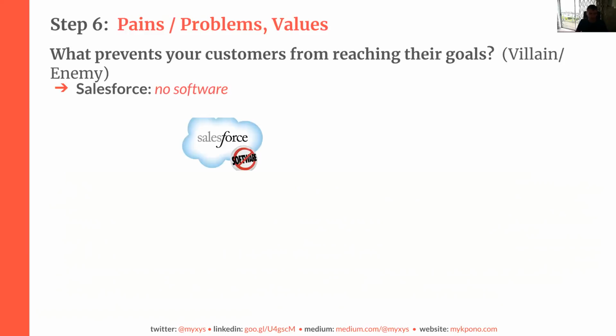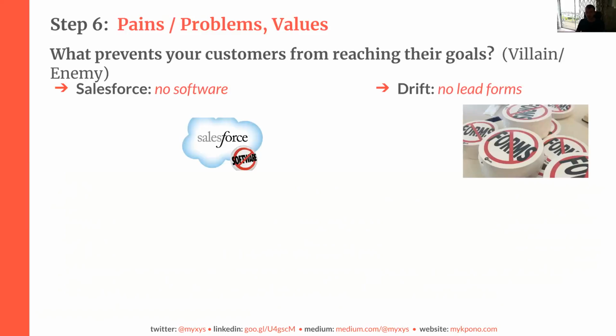And there are a couple of great examples. I know it's been overused: Salesforce, they went after no software when they started killing on-premise, one of the first SaaS companies around. Then you have Drift right now, one of the best companies that run marketing. They actually announced that they're going after lead forms. They want to kill lead forms because that's not an effective process right now.